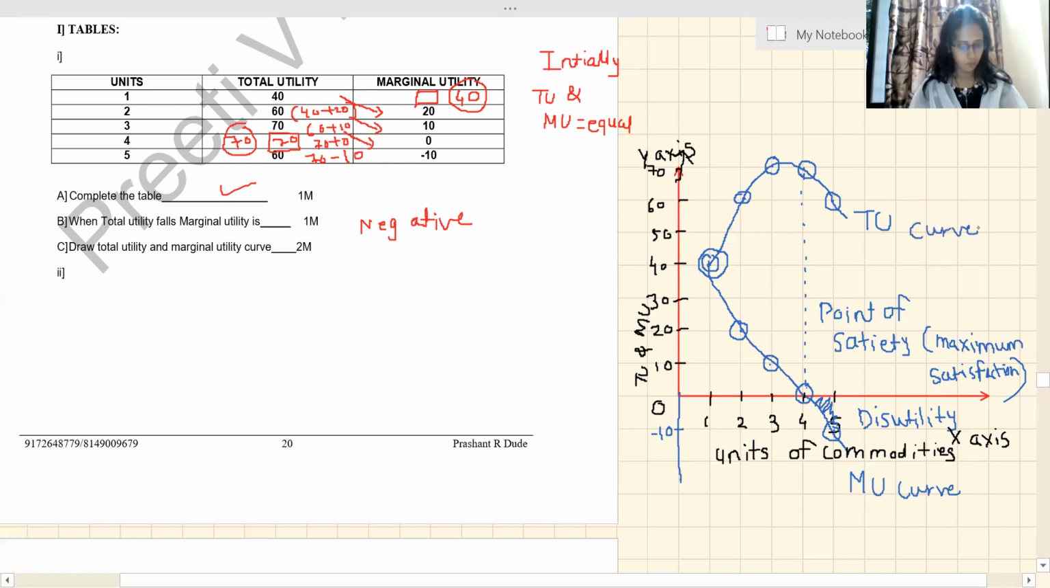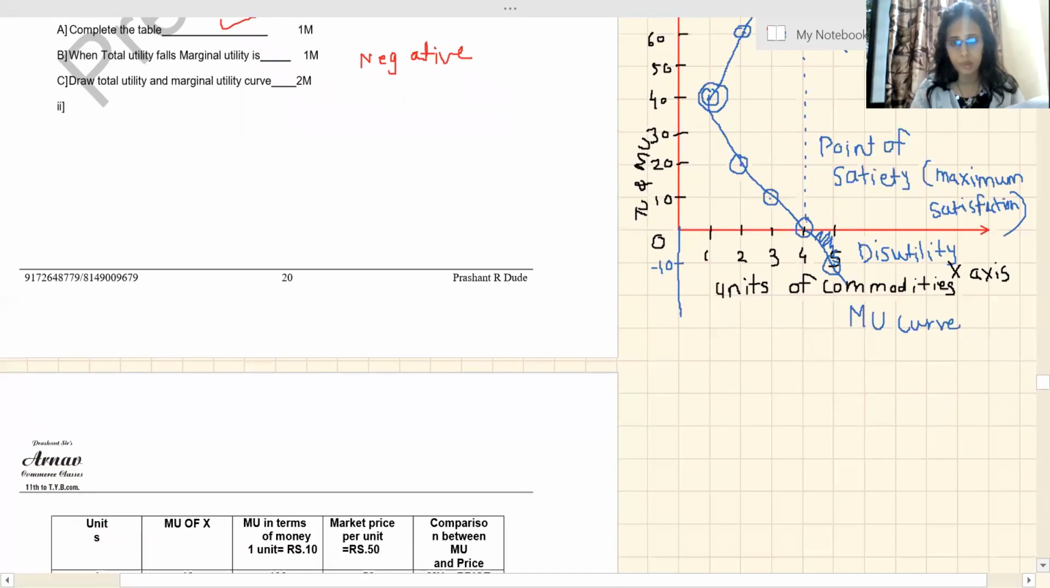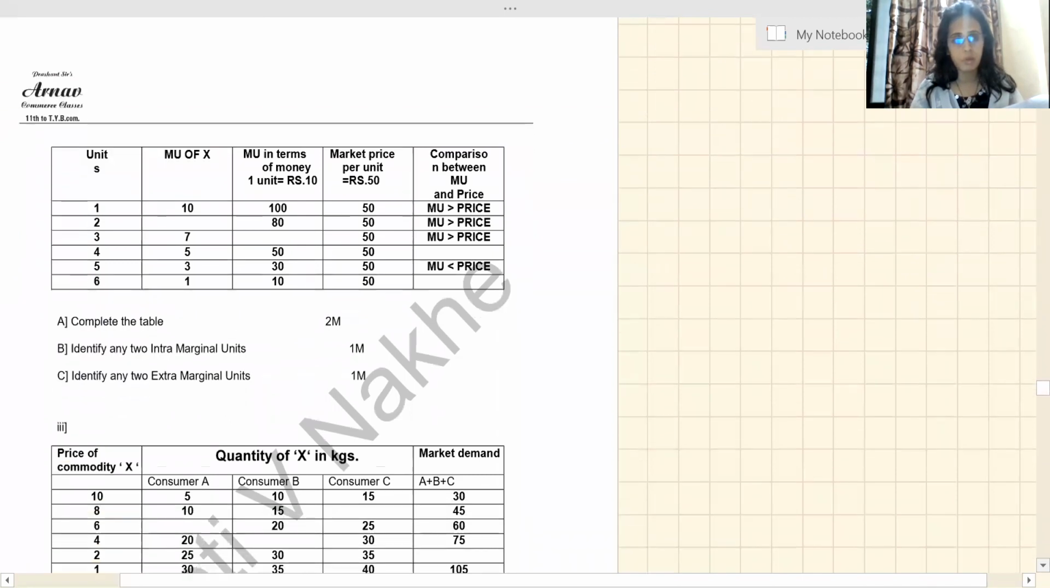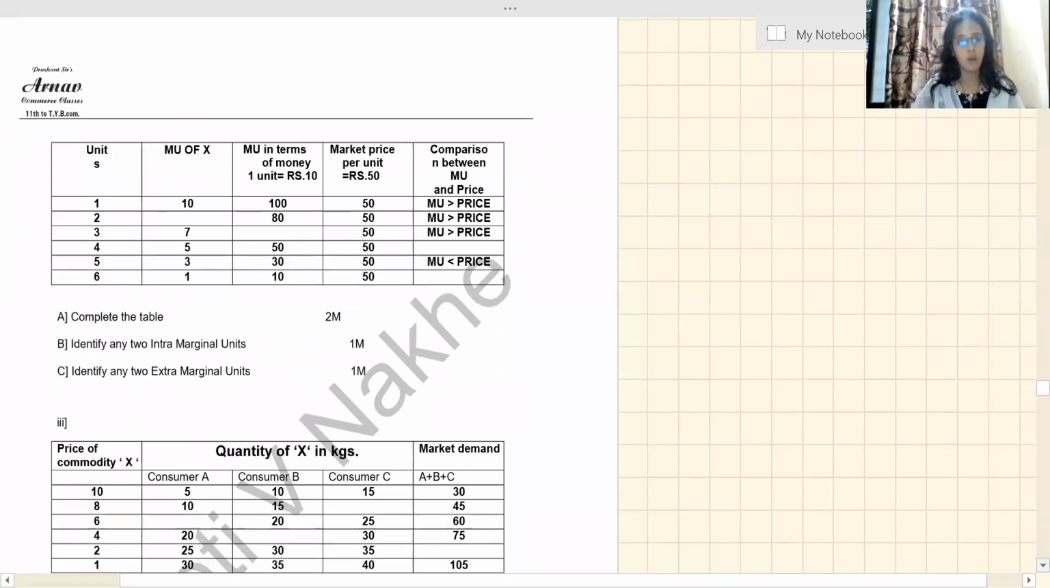So we have finished with the first diagram. One mark for each, and for the diagram they have put 2 marks. So obviously they expect from you that you are going to label it properly. Next move on to the next table. See, this is based on marginal utility and price.